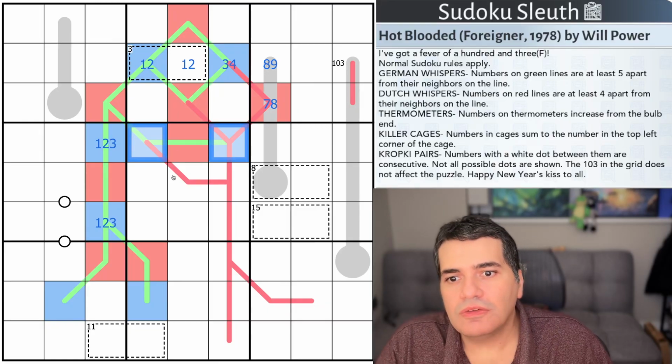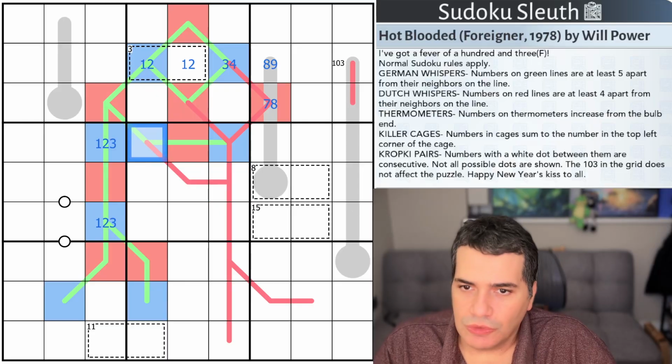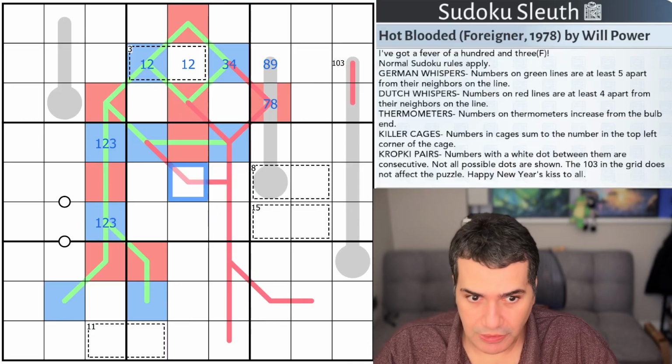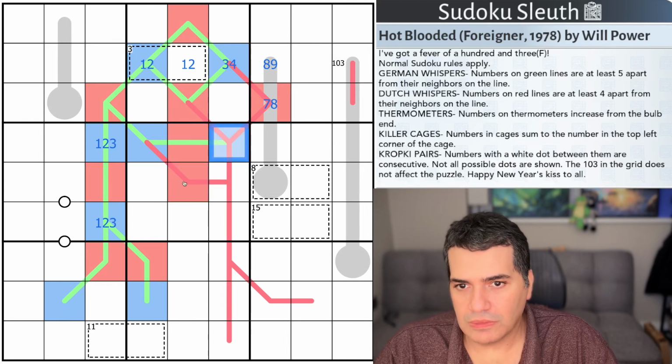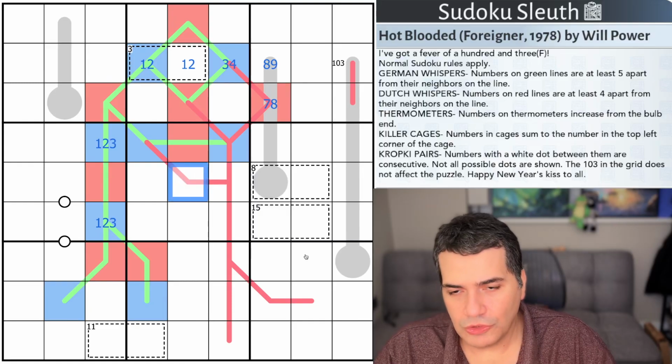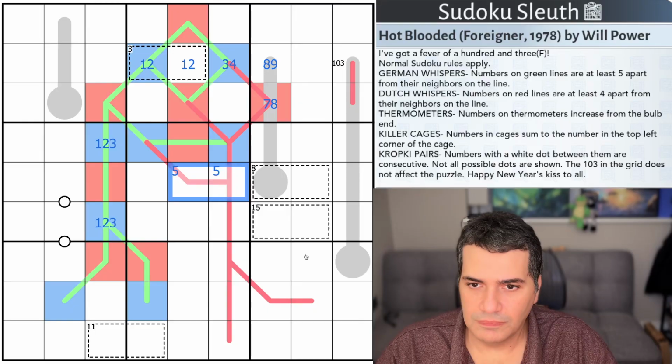Right, you can definitely see that we are flipping polarity here. So if you make the assumption incorrectly here that the Dutch whisper lines are oscillating between high and low digits, you're going to run into trouble here. Essentially, that blue and that red are all pointing towards that cell. So the only way this would work is if there is a 5 in one of these two cells.